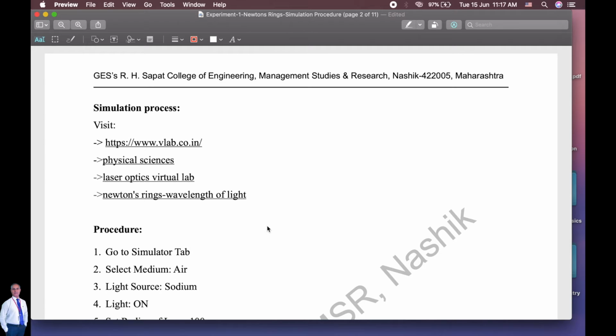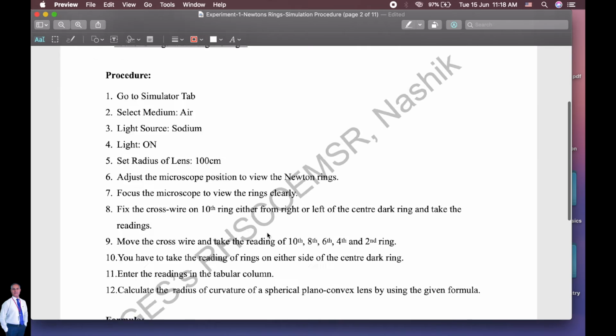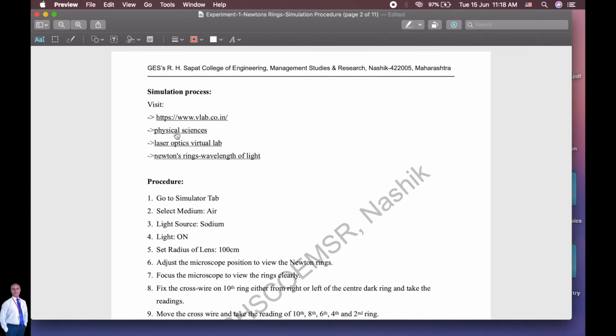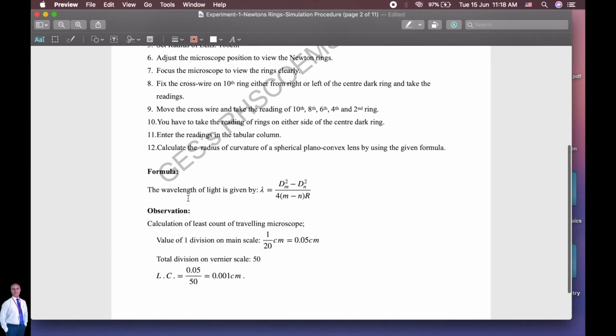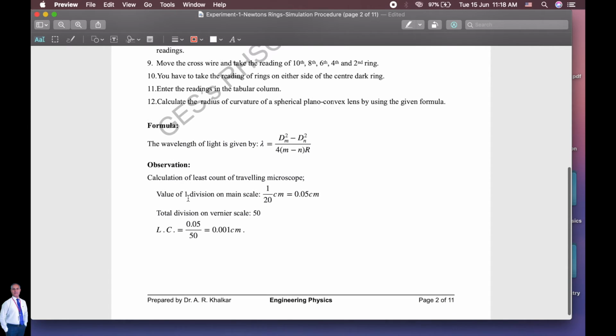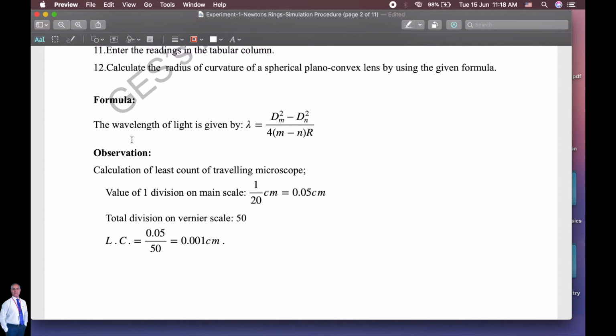Now let's see what the simulation process is. For the simulation process, visit this site. Just tap here and follow the instructions which are given in the procedure. I will show you later on, but first of all let's discuss the formula to find the wavelength and then eventually the radius of curvature of the plano-convex lens. So let me take the pointer.